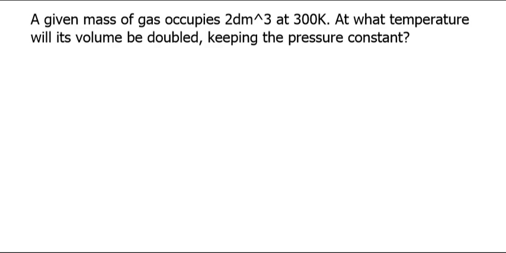A given mass of gas occupies 2 dm³ at 300 Kelvin. At what temperature will its volume be doubled, keeping the pressure constant? Solution.